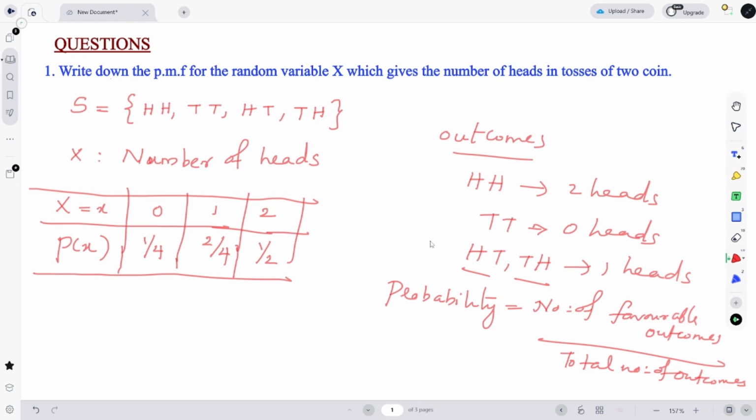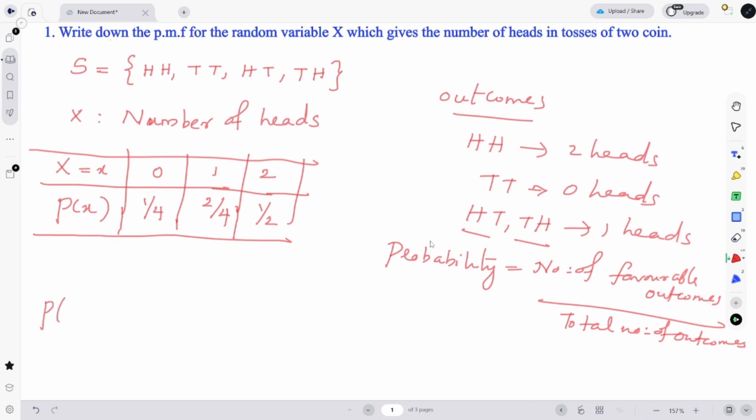You can write it in table form, or you can write P(X = x) equal to 1 by 4 when x equals 0 or 2, and 1 by 2 when x equals 1. 2 by 4 can be written as 1 by 2. So we can write it like this.